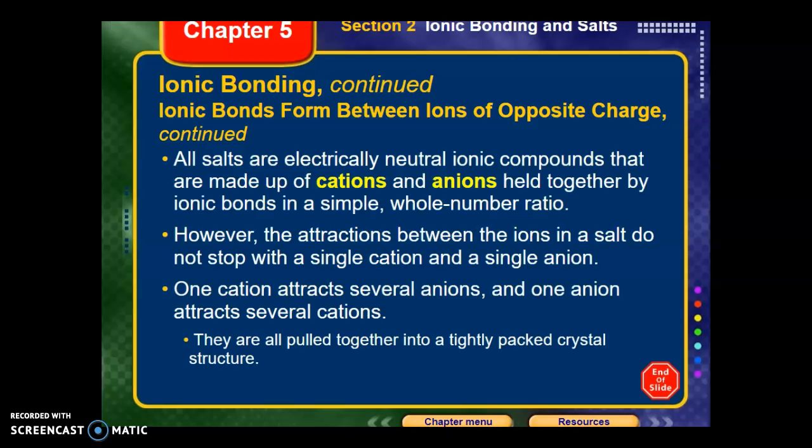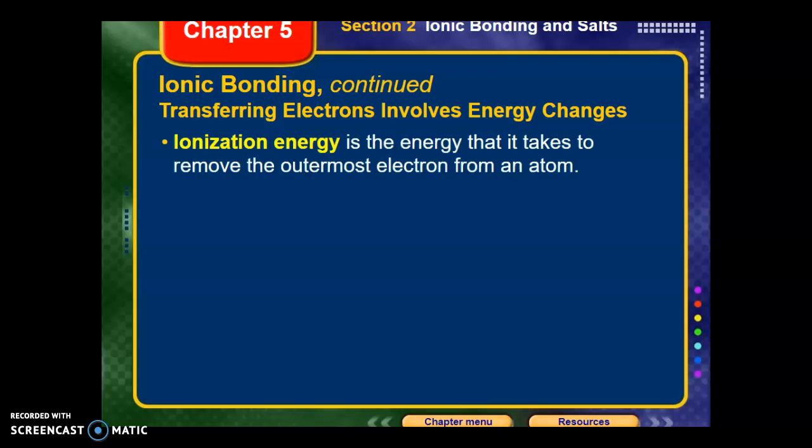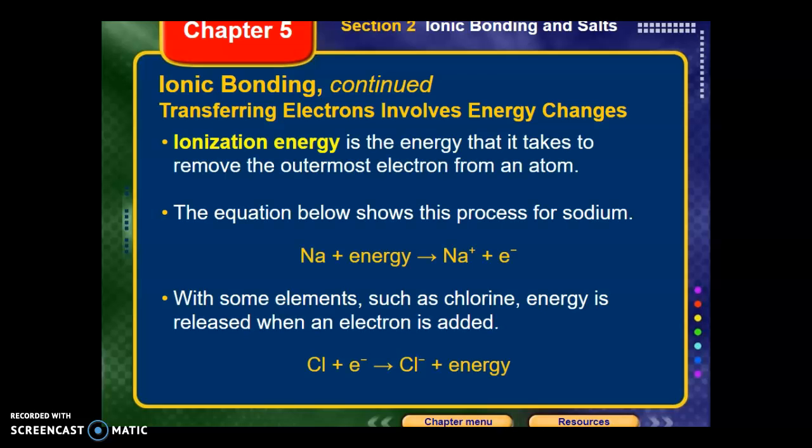So salts are made of cations and anions held together by those ionic bonds, by those forces of attraction, because they're oppositely charged. However, you don't have a single cation and a single anion. You have a bunch of cations and a bunch of anions. When you get a bunch of them together, they form a tightly packed crystal structure. And so that involves the transfer of energy, okay?